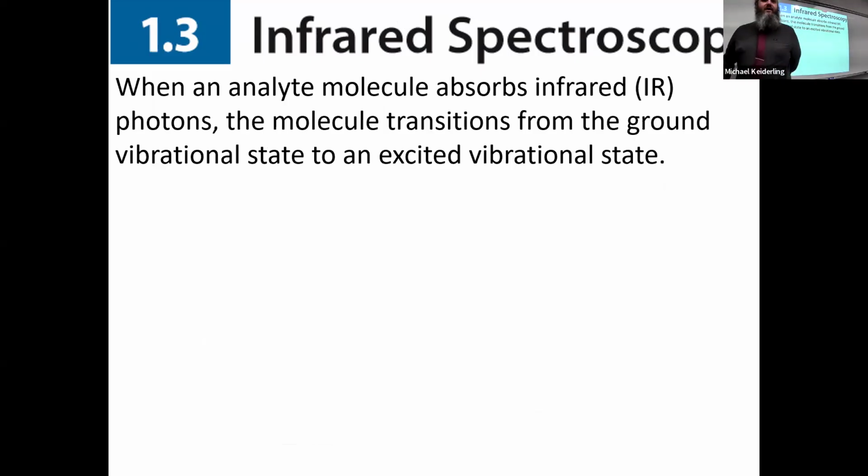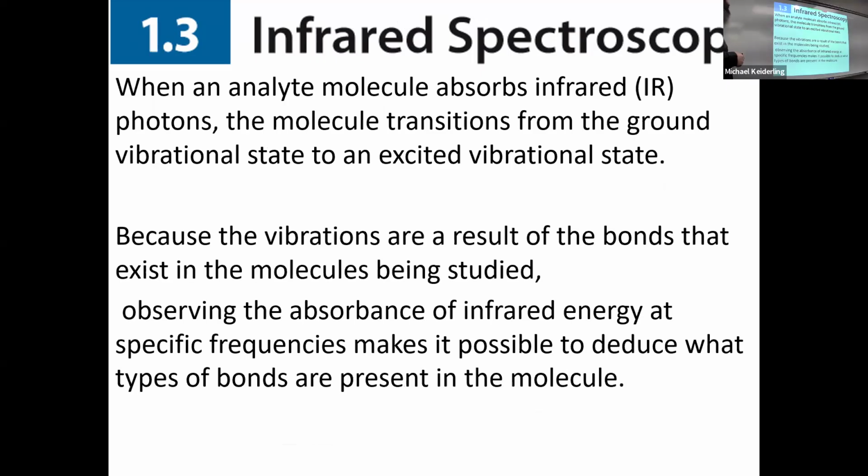Now, infrared spectroscopy. When an analyte molecule absorbs infrared photons, these are much lower energy, you're not doing electronic transitions. You're generally doing vibrations or rotations of the molecule. So you go from the ground vibrational state to an excited vibrational state. And because the vibrations are a result of the bonds that exist in the molecules being studied, from the absorbance of infrared energy at specific frequencies, you can deduce what types of bonds are present in the molecule.